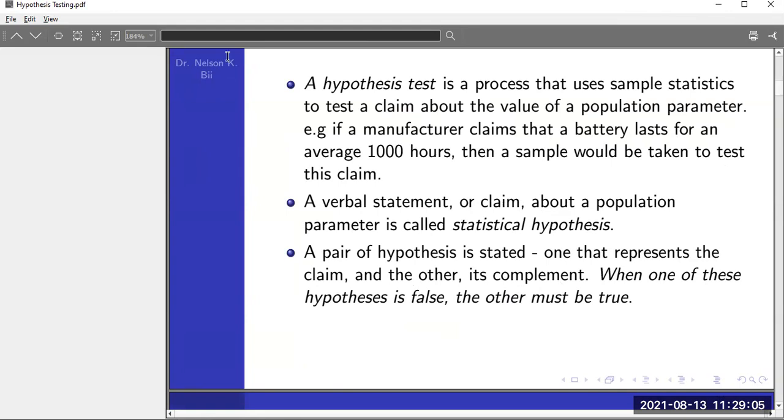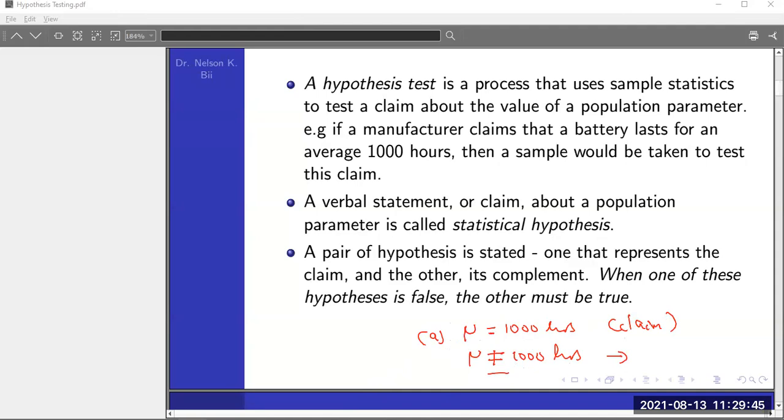Okay. So if the seller or the manufacturer is telling you on average, that's mu, this material will last for 1,000 hours, then you as the consumer don't just go by what the seller is saying. You say, what if it's not equal to 1,000 hours? Then what happens? So this is the claim by the seller or the manufacturer. Then this is the complement you are giving.